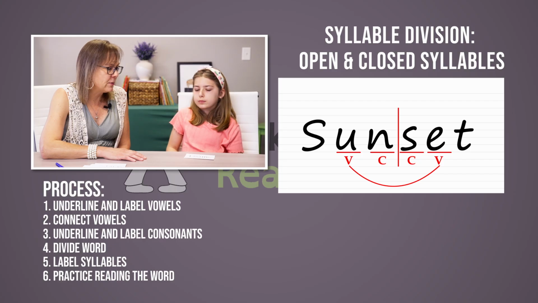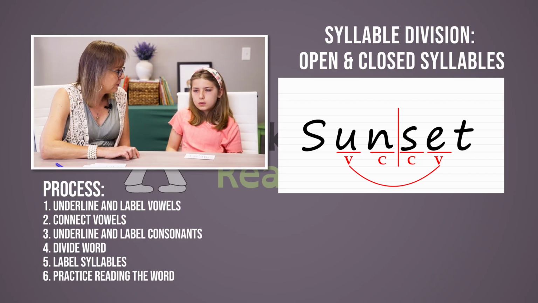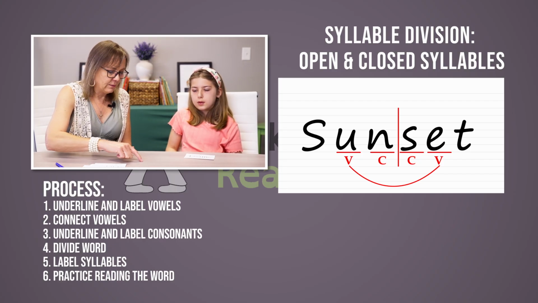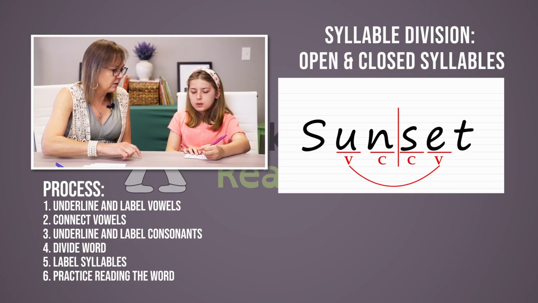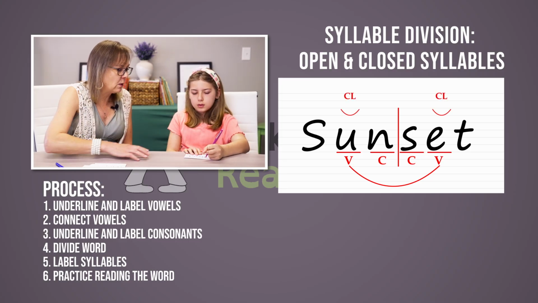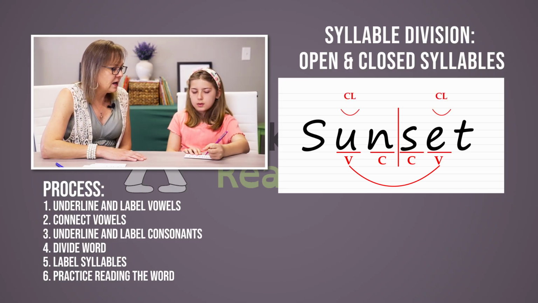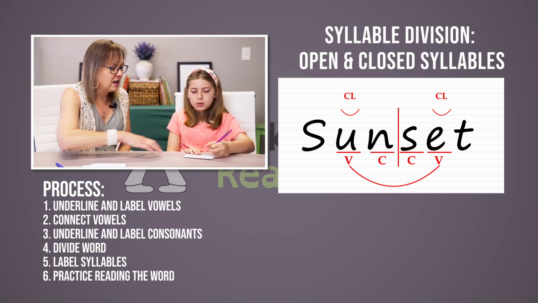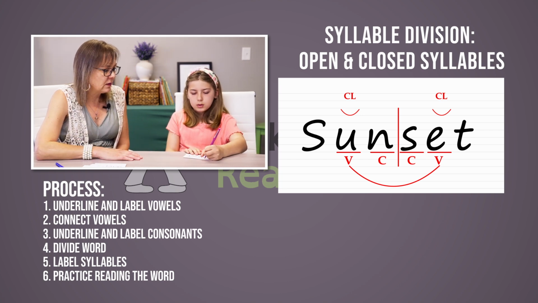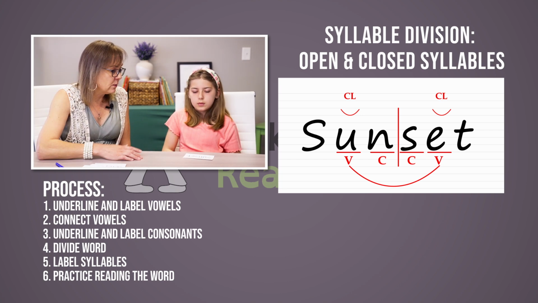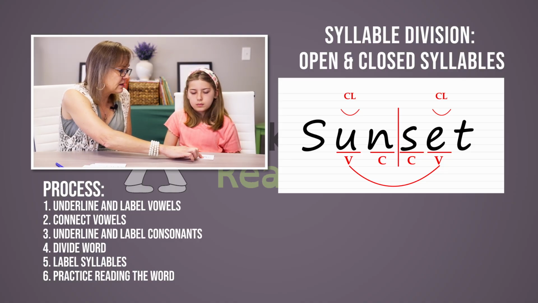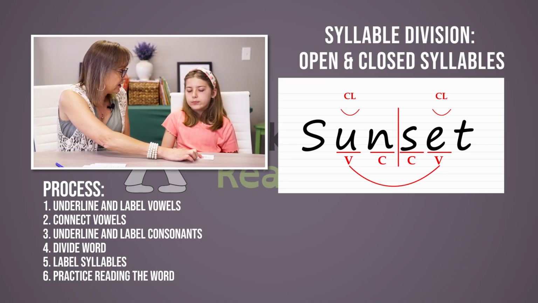Closed. Okay, do you remember the mark that you make for a closed syllable? It's that breve, right? That little U thing on top of the vowel. Yep, and you code that with a CL for closed. And then you know this breve is the mark for a short vowel sound, right?